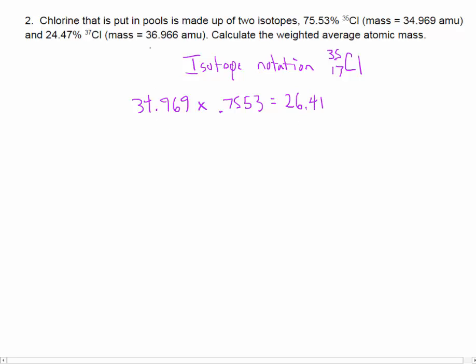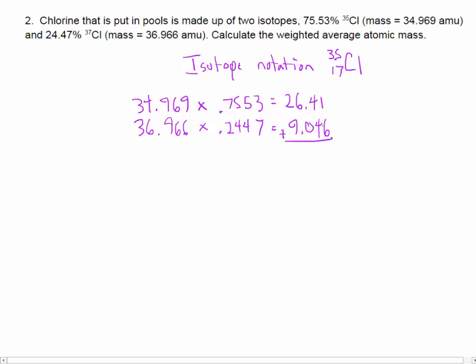Multiply those together, you get 26.41. And then our other isotope is chlorine 37, and it has a mass of 36.966. Multiply it by its percent abundance, which is 24.47%, and shift that into a decimal. So 2 to the left makes it 0.2447, and that gives us an answer of 9.046.